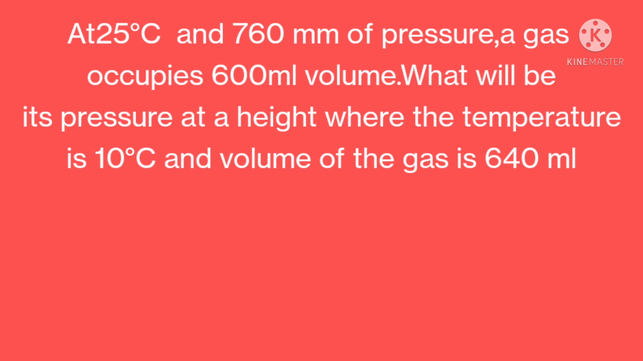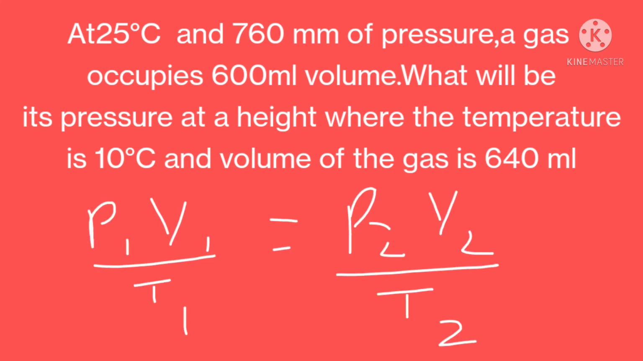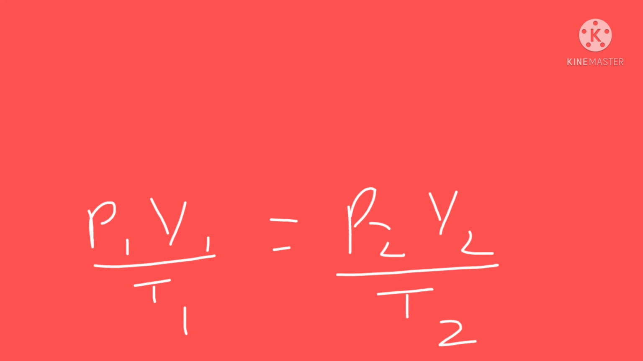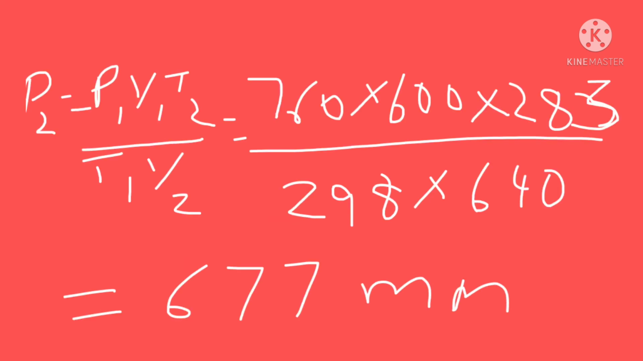At 25 degrees centigrade and 760 millimeter of pressure, a gas occupies 600 milliliter volume. What will be its pressure at a height where the temperature is 10 centigrade and volume 640 milliliter? So according to the formula P1 V1 upon T1 is equal to P2 V2 upon T2, we get P2 is equal to P1 V1 T2 upon T1 V2. Putting the values 760 into 600 into 283 upon 298 into 640, we get the answer 0.89 times 760, that is, 677 millimeter. So this is the pressure.